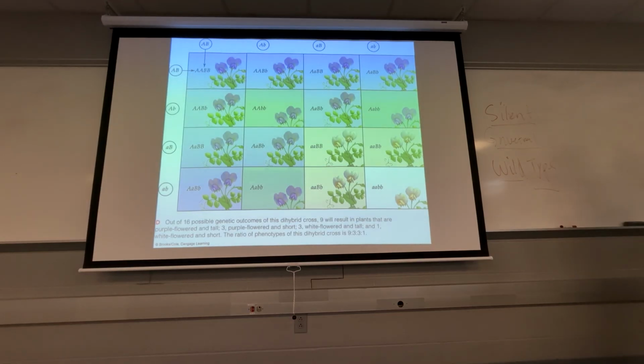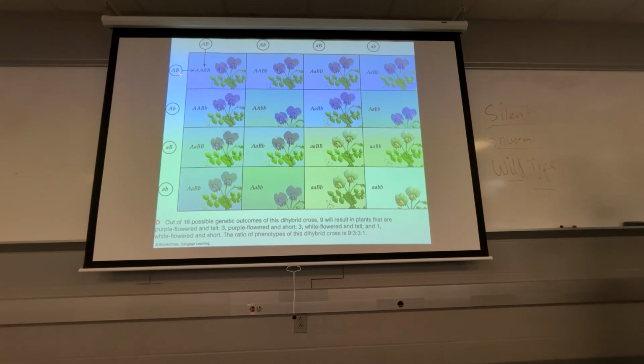So this is what it looks like when you do it. This particular example is flower color and whether you're tall or short. So out of the 16 possible genetic combinations, if you do a huge population of offspring and you count them up, you're going to get a 9:3:3:1 phenotypic ratio. So look at the purple here. In the purple boxes are the 9 dominant characteristics for both traits. So these are purple and tall plants. Tall is dominant, short is recessive. So you get 9 dominant at both traits.